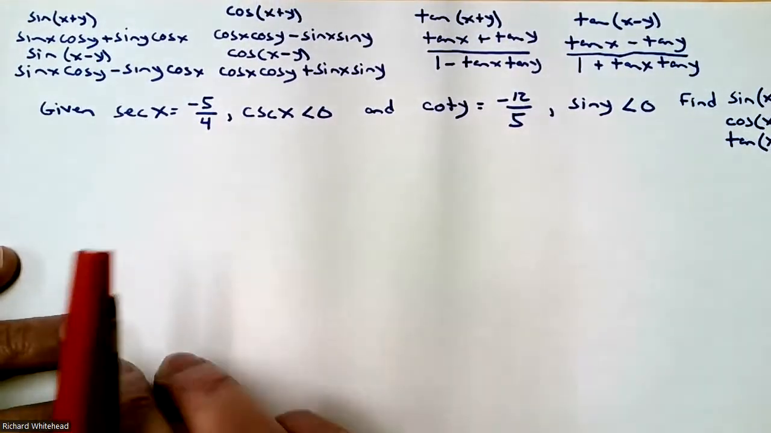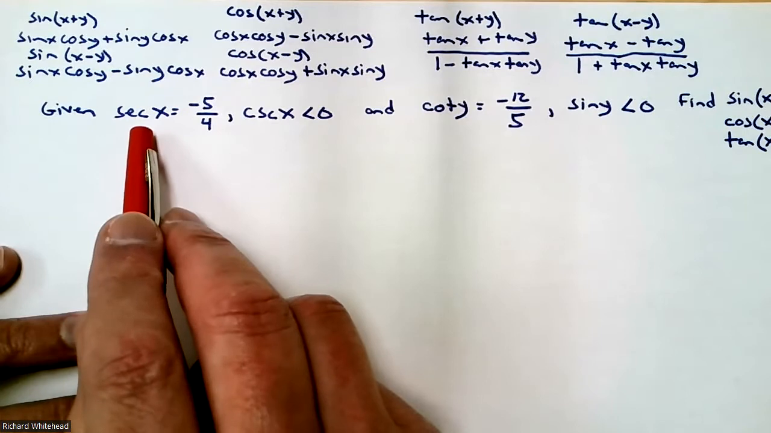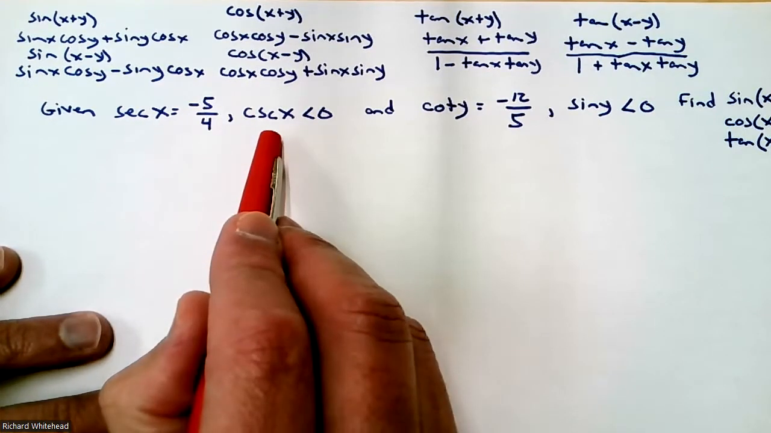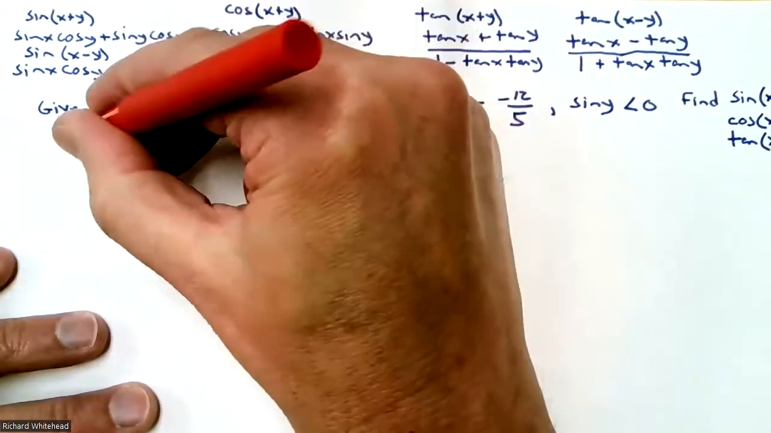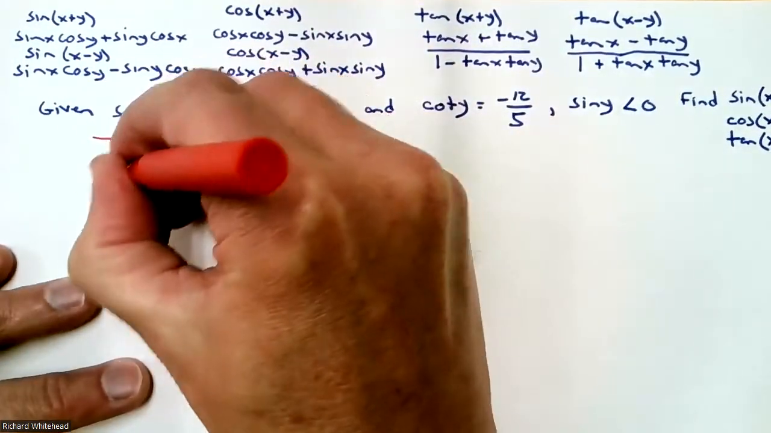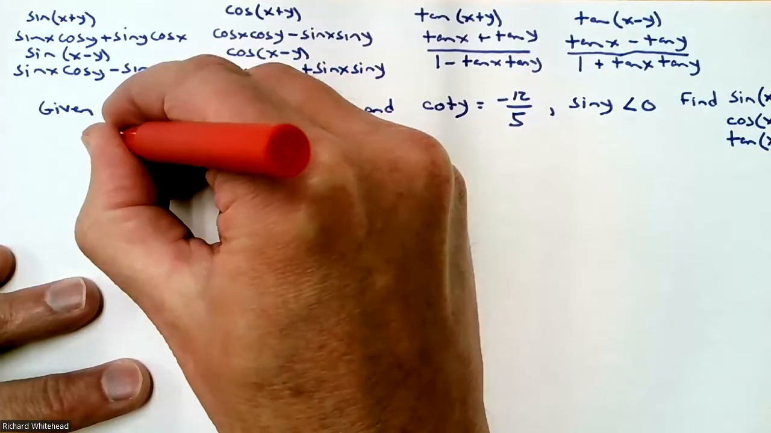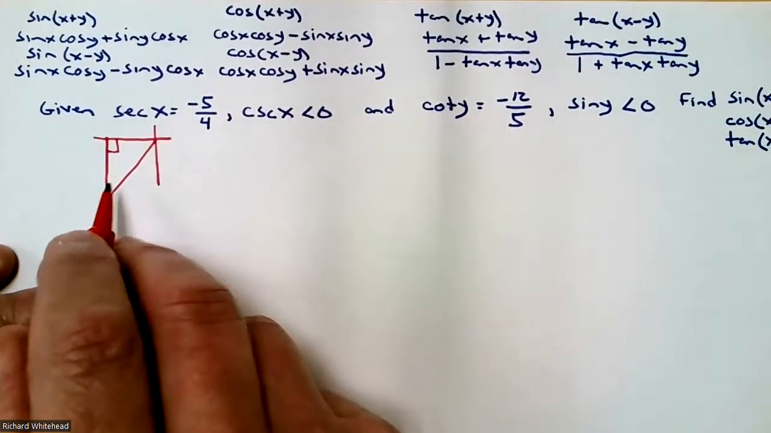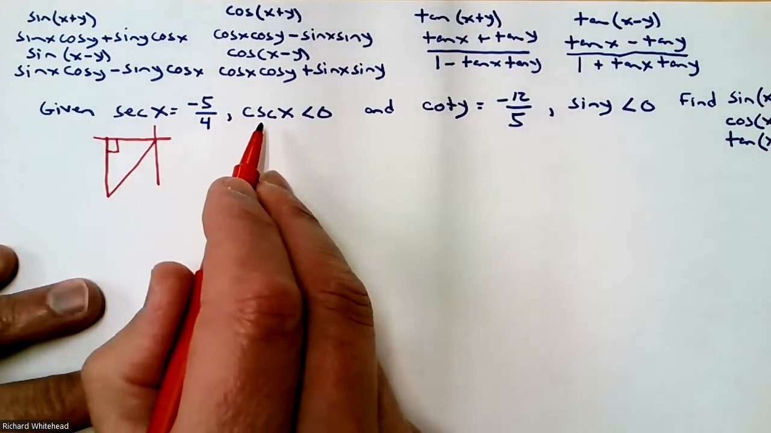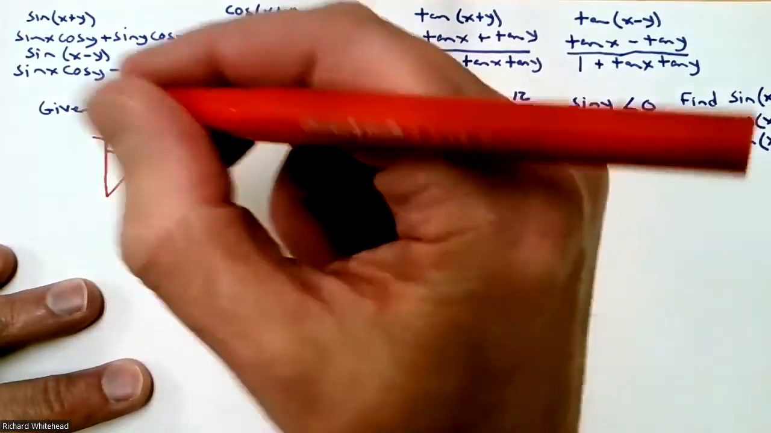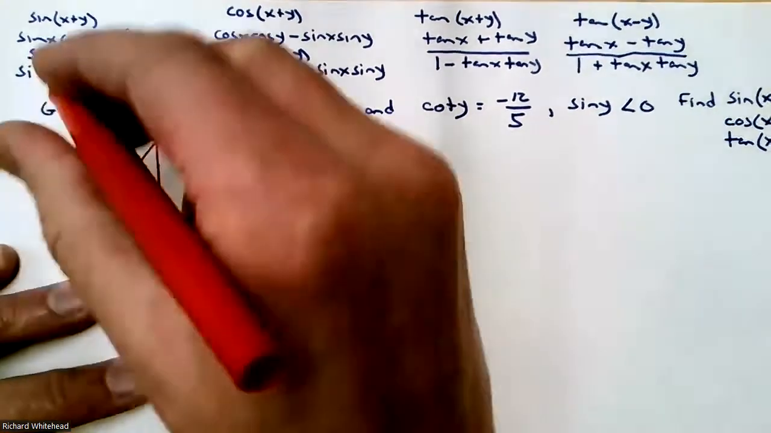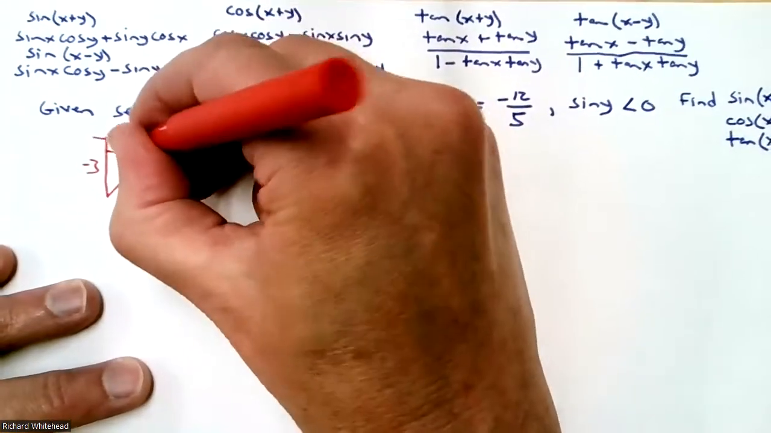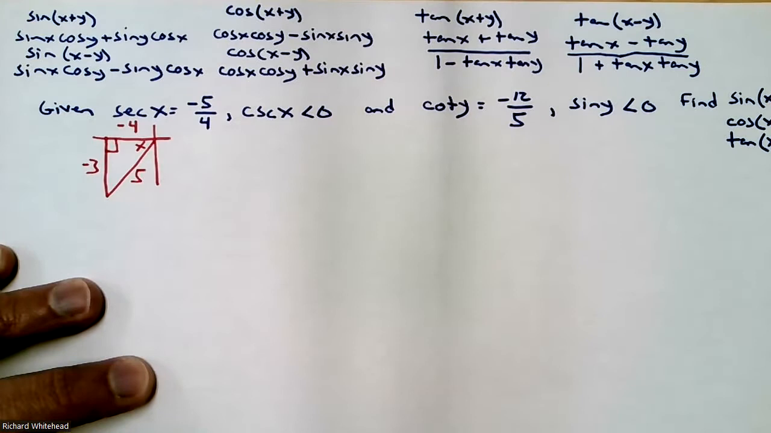So you're going to say to yourself, secant is negative, cosecant's negative. Where does that happen? Well, that only happens in the fourth quadrant. I'm sorry, third quadrant. See, I was drawing it in the third quadrant. That only happens in the third quadrant if they're both negative. So let me see, secant 5, so that'd be -4. So my missing side is -3. So there's my x triangle.